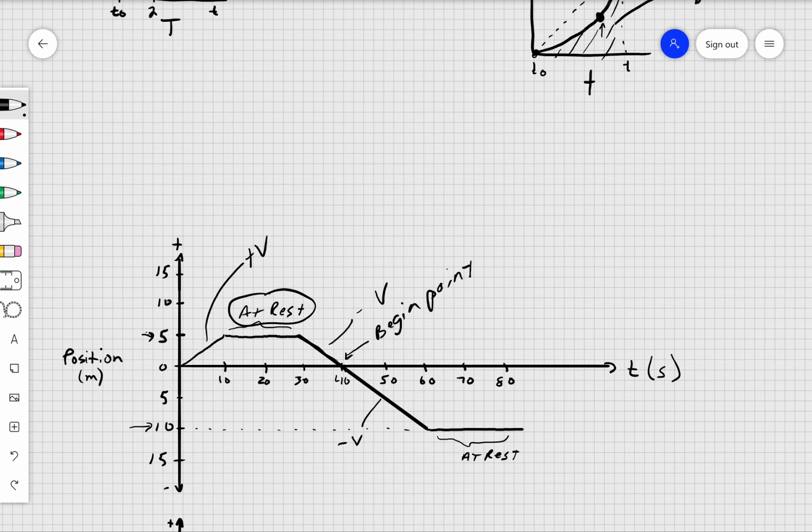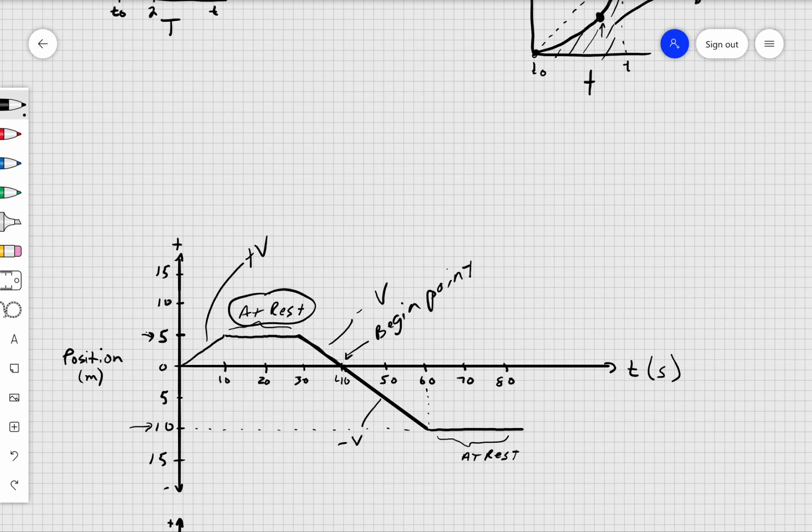Now we are in negative displacement. We've gone below where we started. That continues for an additional 20 seconds. And then at t equals 60 seconds, we are 10 meters below. Now, this is an example of how we deal with positive and negative direction.